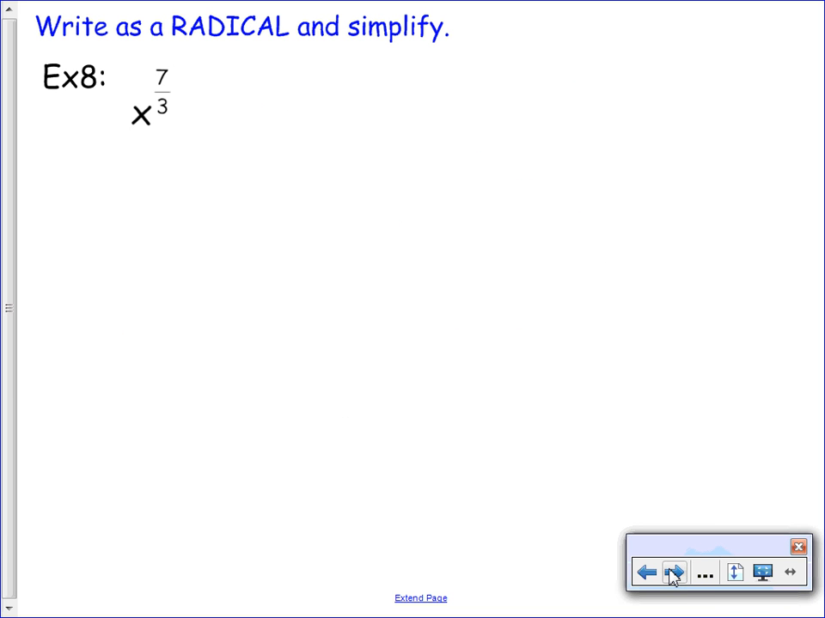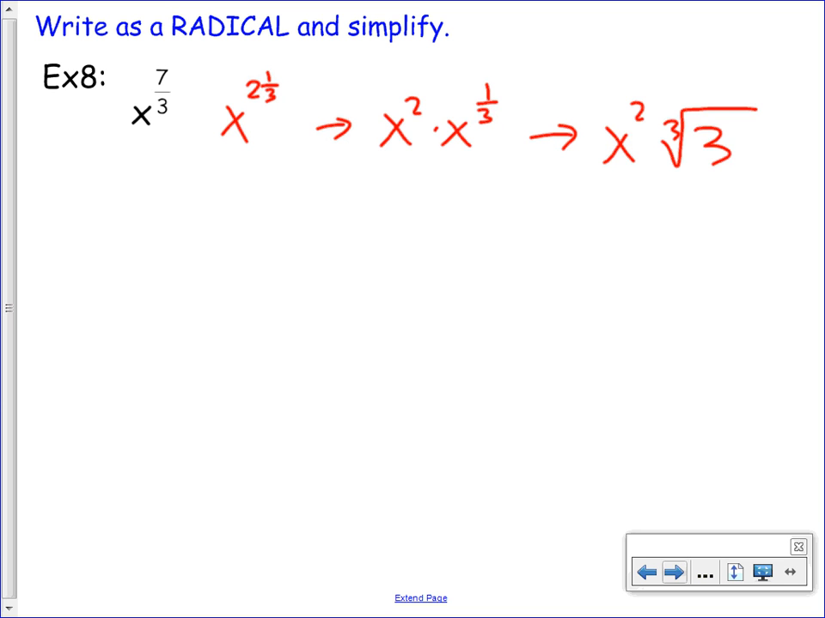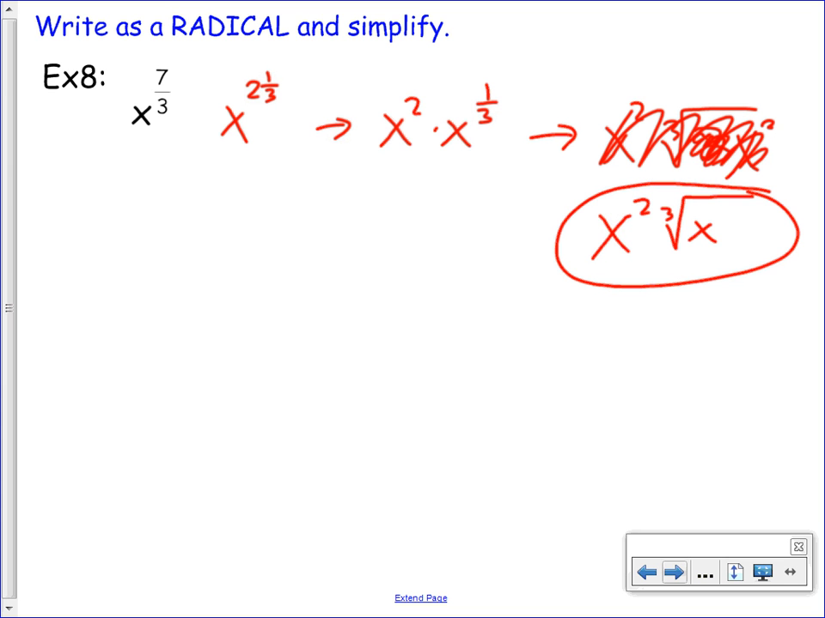Very good. Here we go. She saw that 3 goes into 7 2 times. And you would have a 3rd left over, right? X squared times x to the 1/3, which is x squared times the cube root of x. That's it. What's the other way?